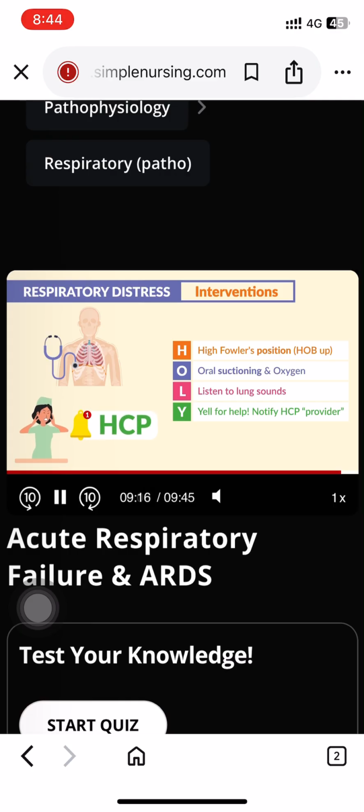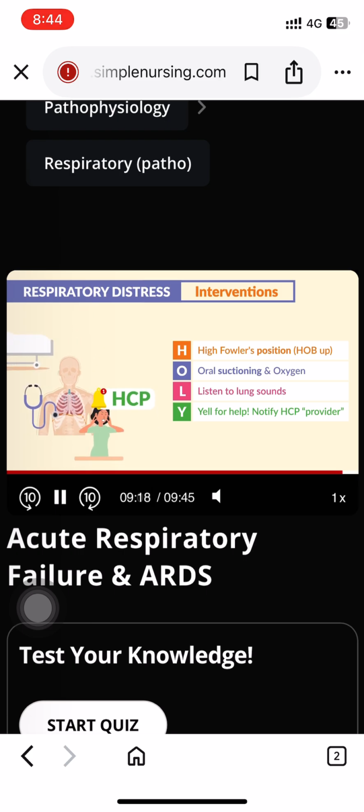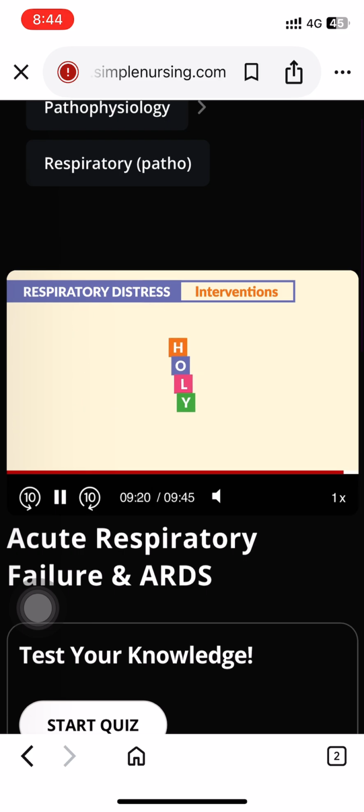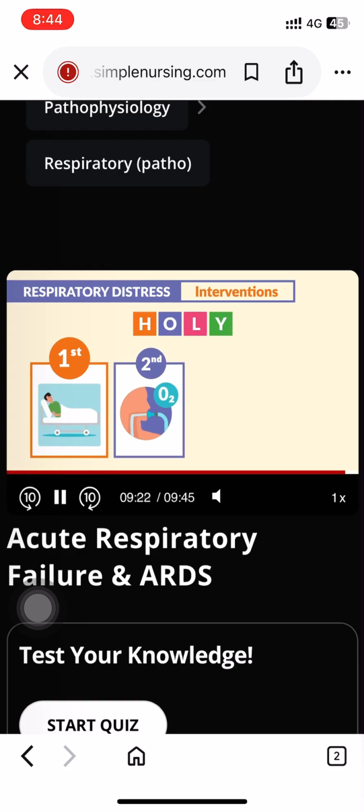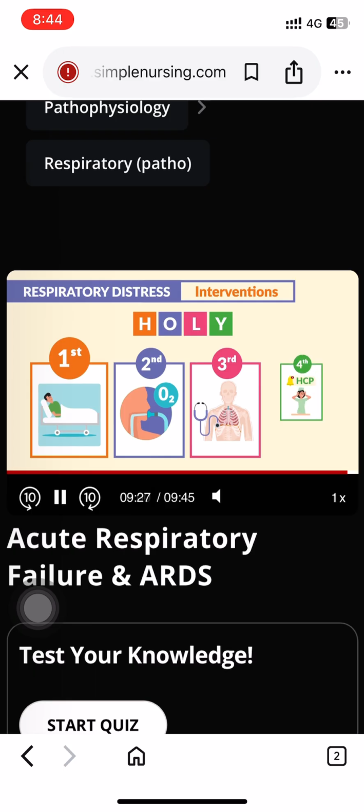Now write these down. A lot of exams love to ask which order these go in. So always position first, suction second, then oxygen, then assess lung sounds, and then lastly, notify the HCP.